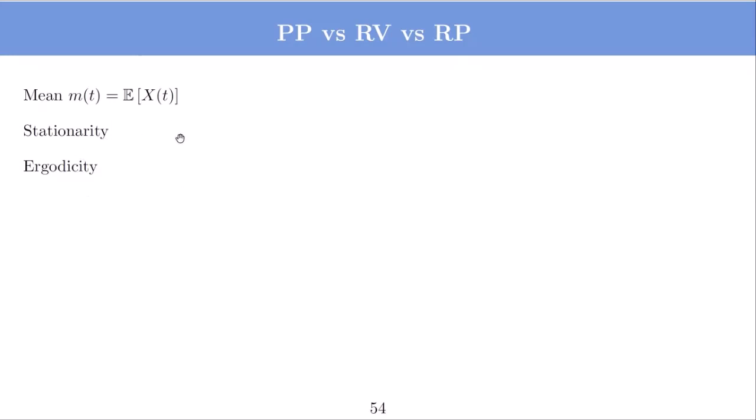If the distribution is not changing with the shift of time, the process is stationary. And the process is ergodic if the time average is equal to the average over the realizations. So I suggest you recall these concepts, which were covered in previous courses like random processes.